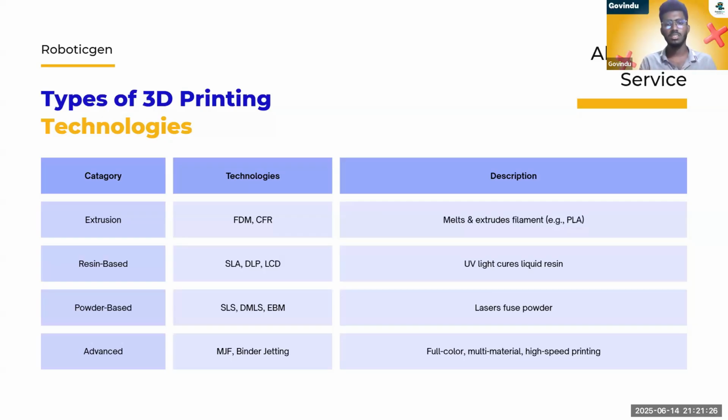Resin-based printing uses SLA, DLP, and LCD technologies, and powder-based is SLS, DMLS, and EBM. Advanced is MJF and binder jetting. There are some other technologies, but they fall under these four categories. So let's go to the next slide, and you can get a whole idea about what these technologies are.